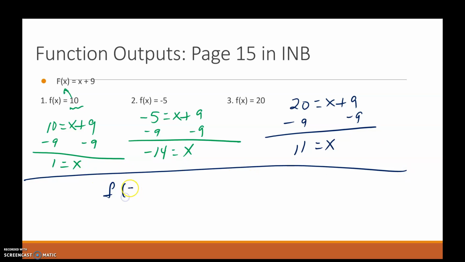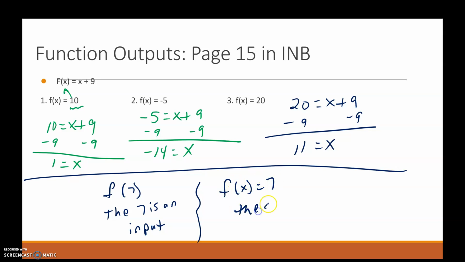So when the number is inside, here the 7 is an input. In this situation, the 7 is an output. I was about to write the word out. Let me erase that and put the number. So that is the difference between these two situations.